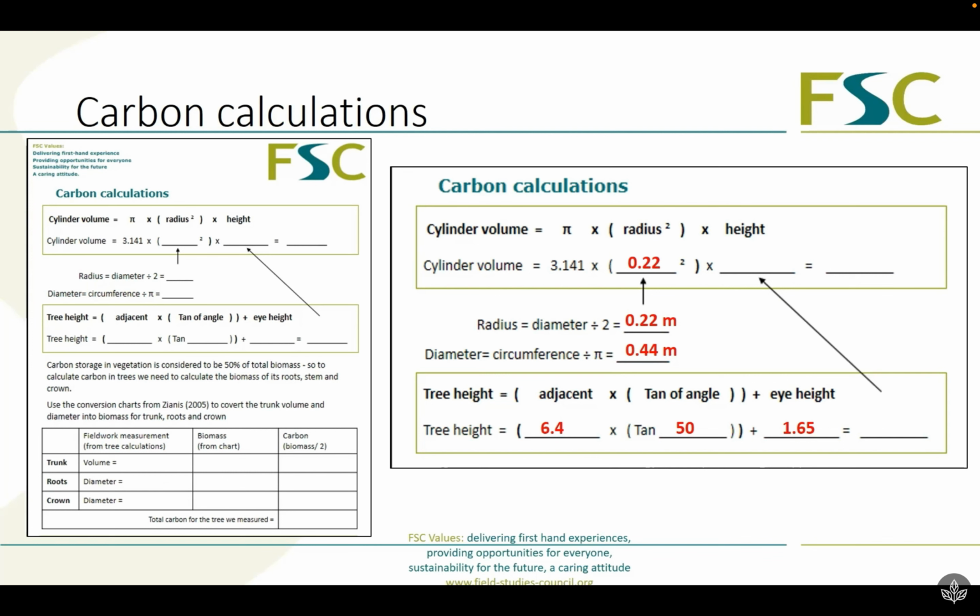So we're going to do 6.4 times tan of the angle of 50. And then we're going to add to that 1.65. So that gives us a height of 9.28, which is not too far off my estimate of 8 metres. It was in the right ballpark. So again, I can slot that back into my volume calculation. So the final bit is to put all those numbers together. So pi times the radius squared, so pi times 0.22 squared times 9.28. So the volume of that trunk is 1.41 metres cubed.